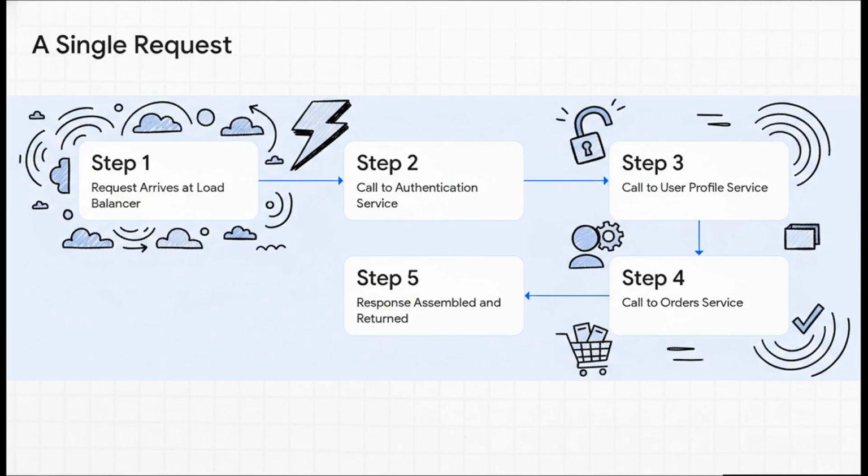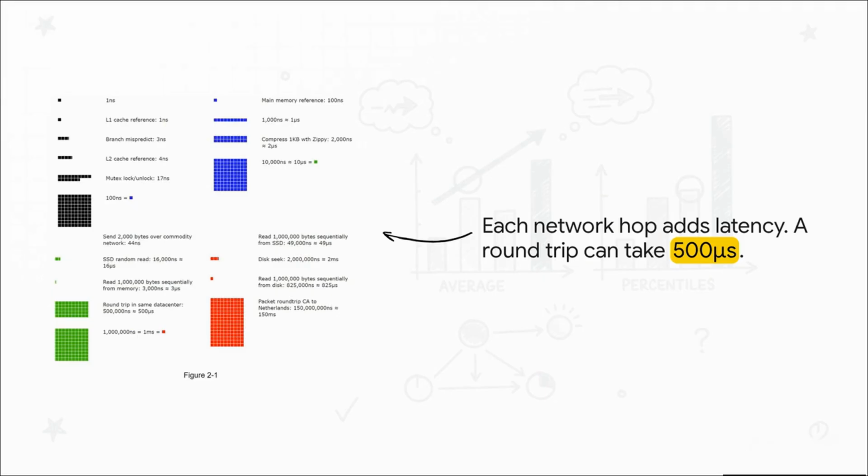You see, in a modern distributed system, a single request from a user doesn't just hit one server. Oh no. It kicks off this whole chain reaction. The request hits a load balancer, which then calls an authentication service, which then has to call a user profile service, which then calls an order service. All of this has to happen before a final response can even be put together and sent back.